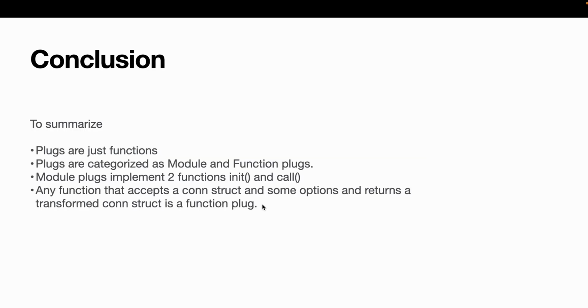So to summarize, plugs are just functions. Plugs are categorized as module and function plugs. The module plugs implement two functions, init and call. Init is used for setting up the plug, configuring the plug, and call contains the code that is invoked each time this plug is called. Function plugs are just regular functions which accept a Conn and some options and then return a transformed Conn.